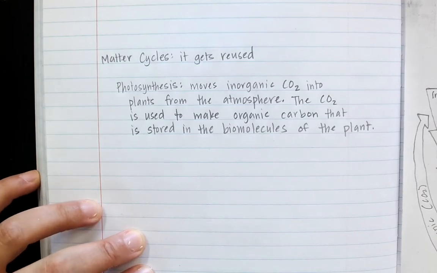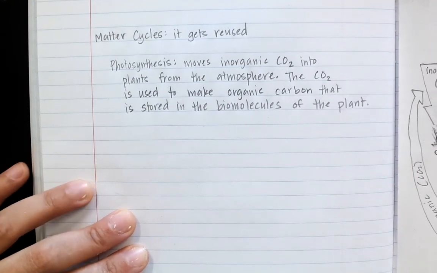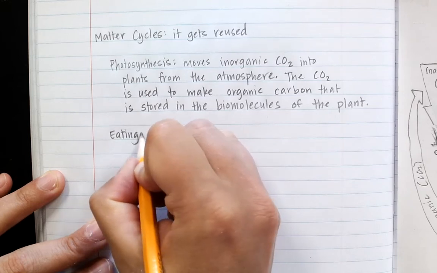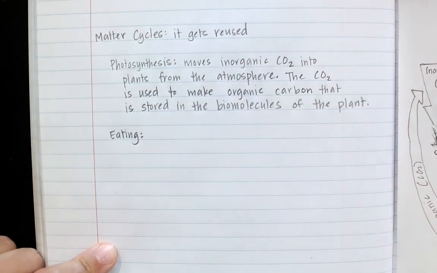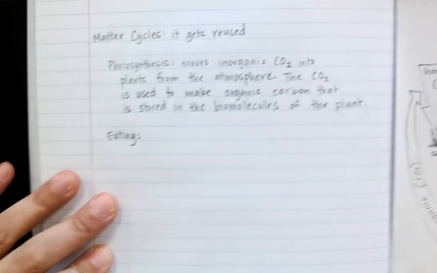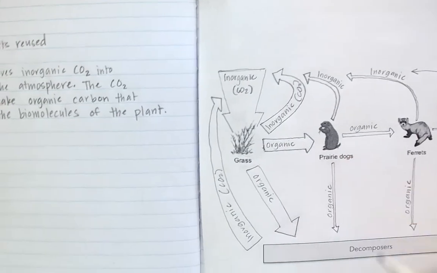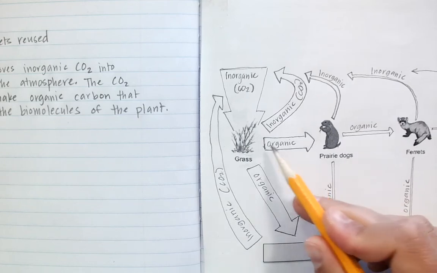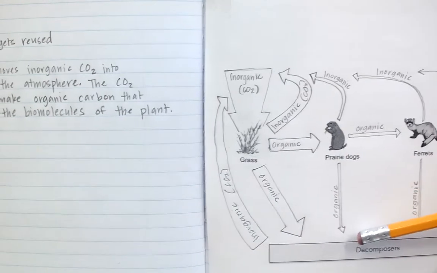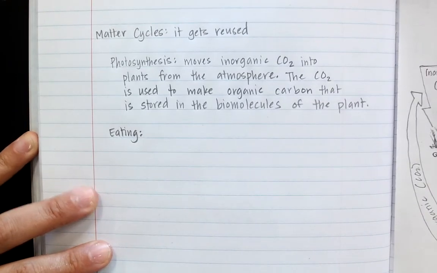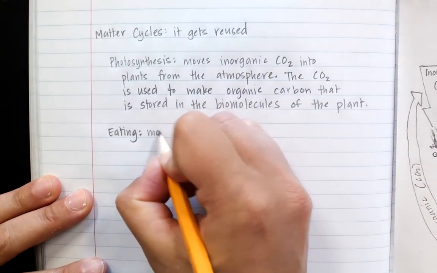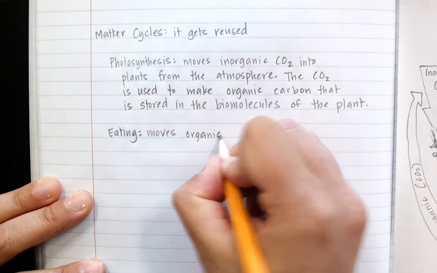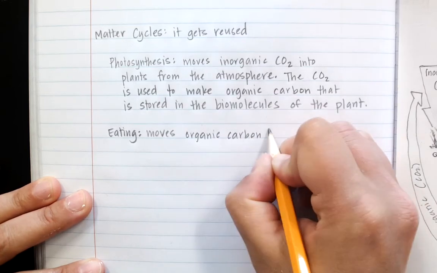Now, that's one process. We've got some other processes here. The next process that we have is eating. And eating can be done either by the next organism in the food chain, so in this case, like my prairie dog, or my decomposers are also eating as well. So any of these lines going down or this line going across, that represents the process of eating. And eating, what it does is it moves organic carbon through the food chain.